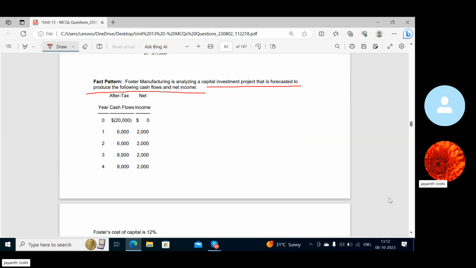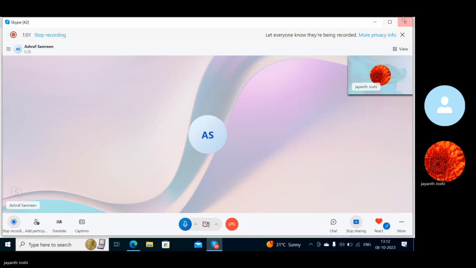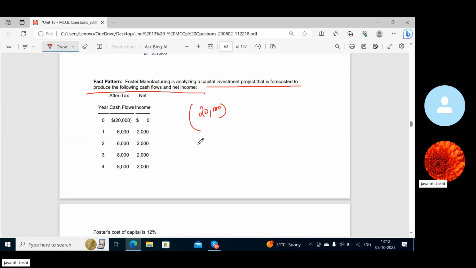So what are you going to do? You are going to take the cash flows, right? That is what we always do. So the after-tax cash flows we will take. The after-tax cash flows are 20,000 at the 0th period, then year 1 we have 6,000, year 2 we have 6,000, year 3 we have 8,000, year 4 we have 8,000.